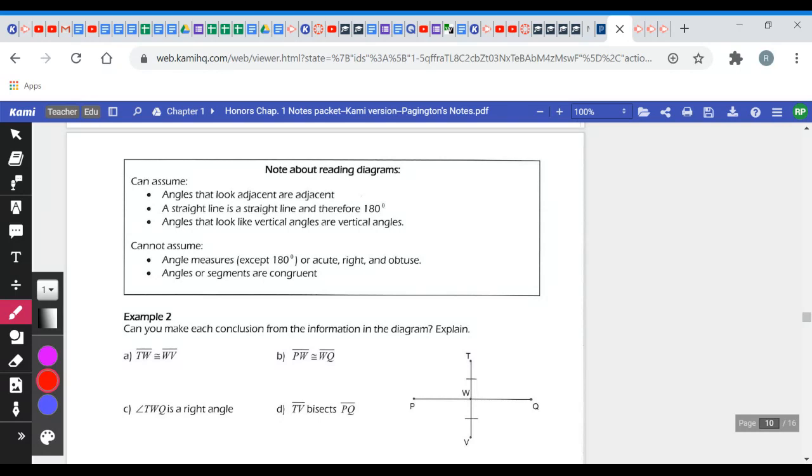So in example 2, based on that information and based on some of the other things we've talked about, it's asking, can you make each conclusion from the information in the diagram? And once again, to explain your answer. So here on A, B, C, D, E, and F, you can just answer yes or no if you can make that conclusion or not, and then give a reason. So again, I would like for you to pause the video, try these. I think it's just good practice to see if you're getting it, and then you can come back on and see how you did and fix any if needed.